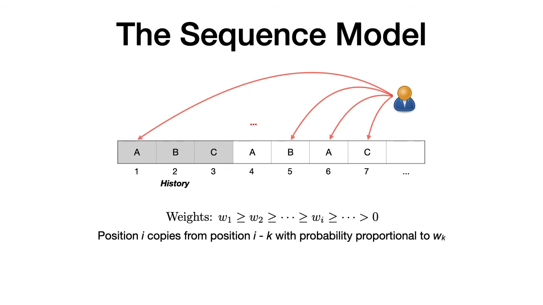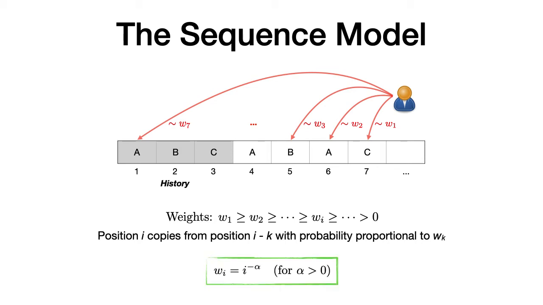And in general, when the user is about to select one of the previous slots randomly, it does so according to a set of weights. We assume to have an infinite sequence of weights, maybe monotonically decreasing, all non-negative, and the user, when in position i, copies what's in position i minus k with probability proportional to w_k. So the user will copy from the last filled slot with probability proportional to w_1, the second to last slot with probability proportional to w_2, and so on and so forth.